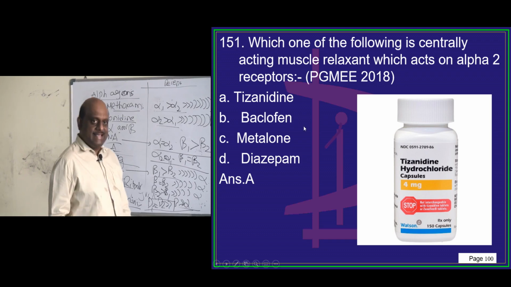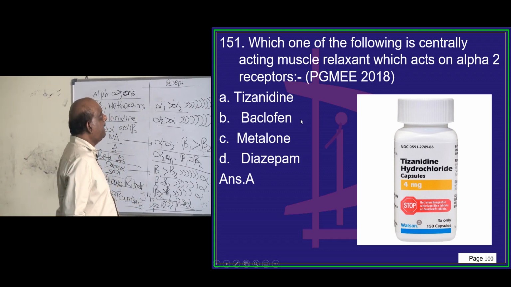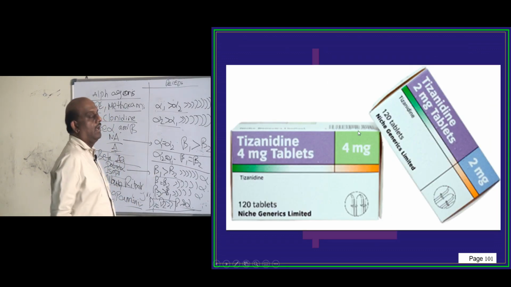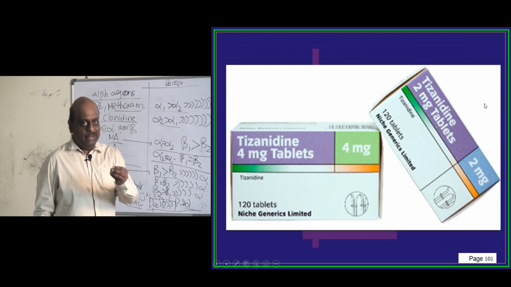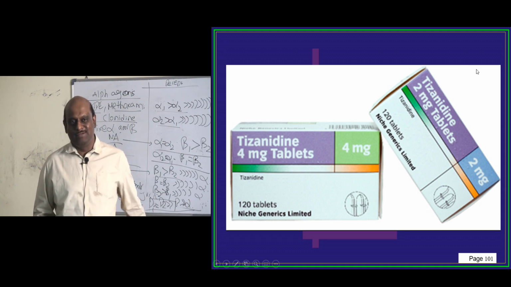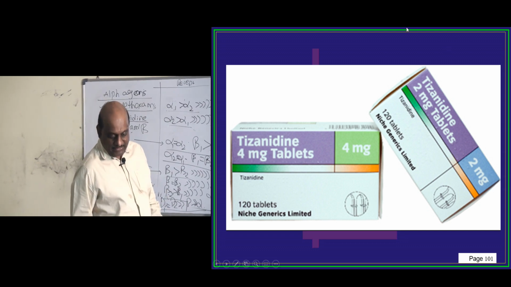So tizanidine is an example of a centrally acting alpha 2 receptor agonist basically. So once more, look at the tizanidine tablet also so that you will remember, right?